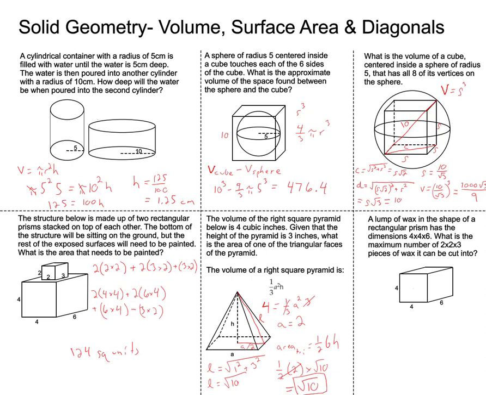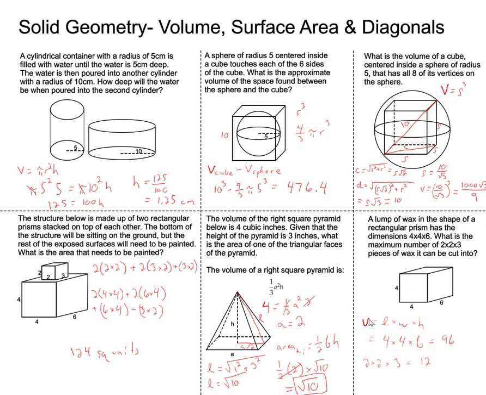A lump of wax in the shape of a rectangular prism has the dimensions 4 by 4 by 6. What is the maximum number of 2 by 2 by 3 pieces of wax it can be cut into? So let's take the volume of the big piece of wax. So the volume is equal to length times width times height, or 4 by 4 by 6, which of course is 96. The smaller piece of wax, or what we're trying to divide it into, is 2 by 2 by 3, which is equal to 12.